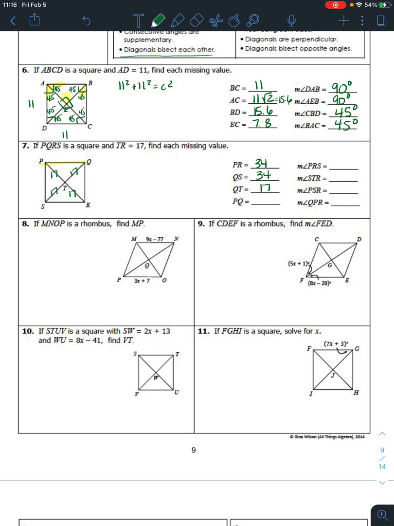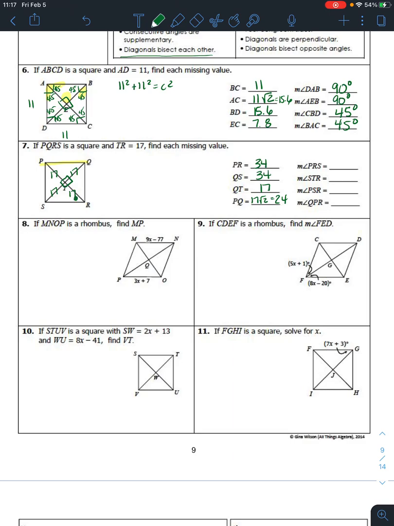So now I want PQ. This is where knowing that 45, 45, 90 rule would come in handy. 17, 17, 17 root 2. Or you could say that PQ is 24. Okay, so you can go through and use either method, but you can use Pythagorean theorem because these are right triangles.